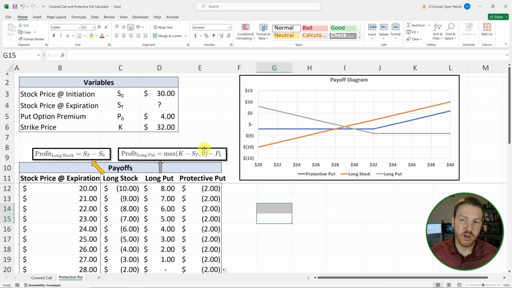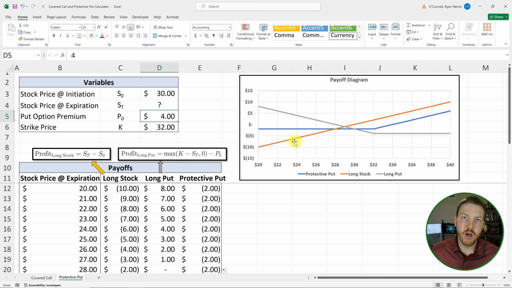However, this comes at the cost of we lose money on the upside. So as that stock price increases, compared to the orange line, we're actually always down $4. We're always down $4 because we're just out the $4 we paid for that put premium. So if the stock price goes up, we're going to be wishing we didn't enter into a protective put. Whereas if the stock price goes down, we'll be glad because the max we can ever lose is $2.